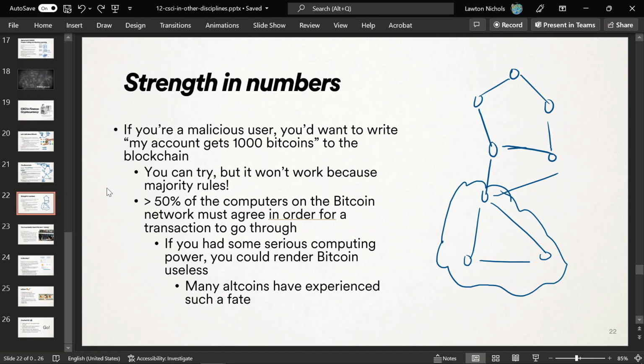Okay? But this does pose an issue. If somehow you were some kind of entity that had a ridiculous amount of computing power, think large governments, you could technically make Bitcoin not work anymore, right? Because if you had 50% of the computers connected to the Bitcoin network, plus one more, you could then write some silly things to the blockchain, and then, well, you have a majority. Everybody has to agree with you.